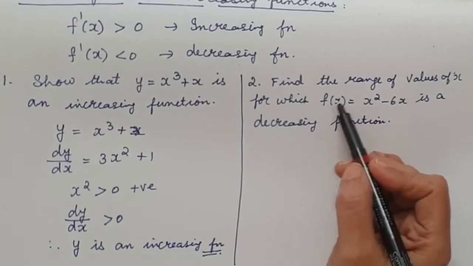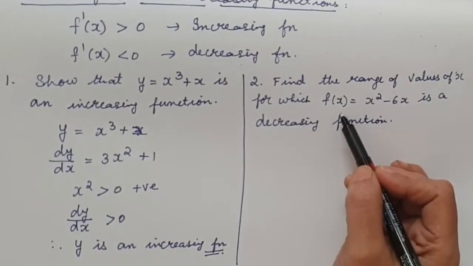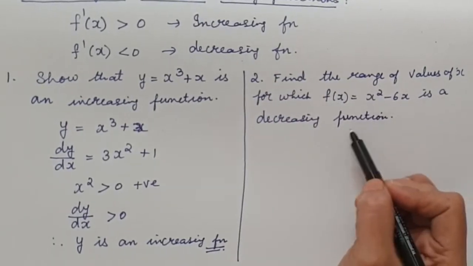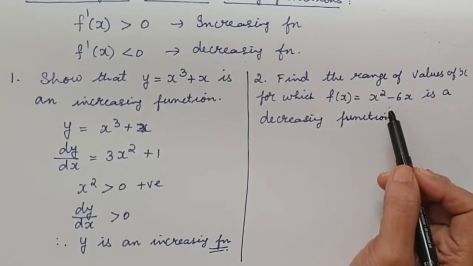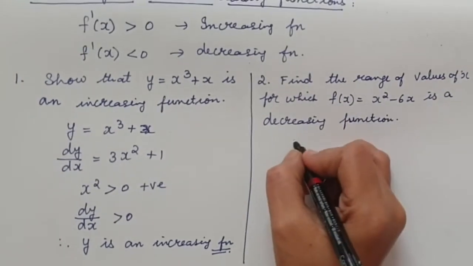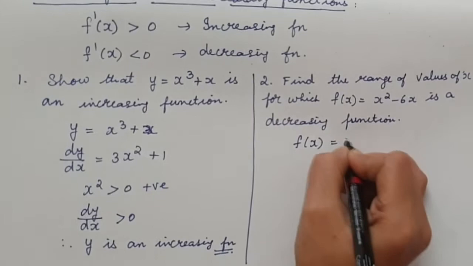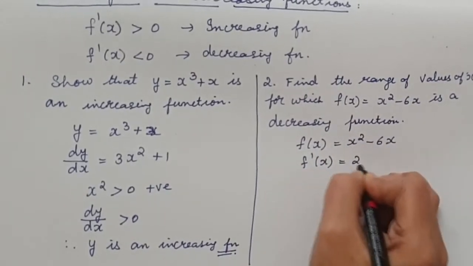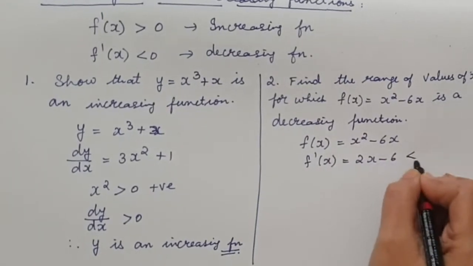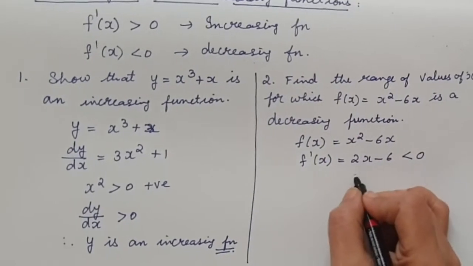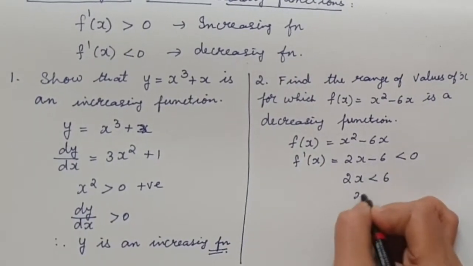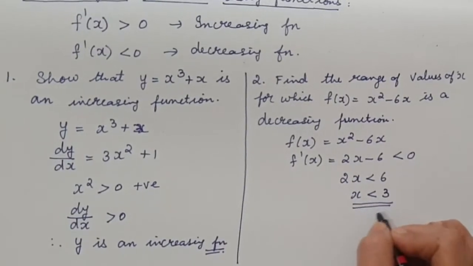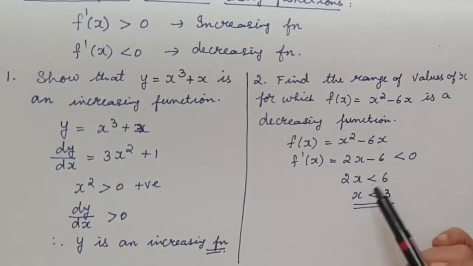The second question: find the range of values of x for which f of x equals x square minus 6x is a decreasing function. So when it is a decreasing function, we know that f dash of x has to be less than 0. So f of x equals x square minus 6x, then f dash of x will be equal to 2x minus 6. And since it is a decreasing function, it is less than 0. So 2x is less than 6. So x is less than 6 divided by 2, which is 3. So this will be the range of values for this to be a decreasing function.